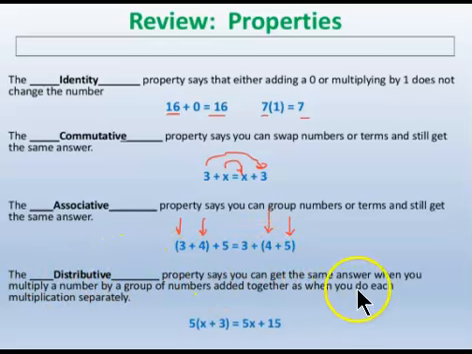Distributive property says that you can get the same answer when you multiply the number to the group. So it's kind of like God saying, this is you, and here's all the people in your wonderful circle that I want you to love. You need to love them equally. So make sure you love both numbers inside the parentheses equally, and you multiply. So it's 5 times x plus 5 times 3, which is 15.